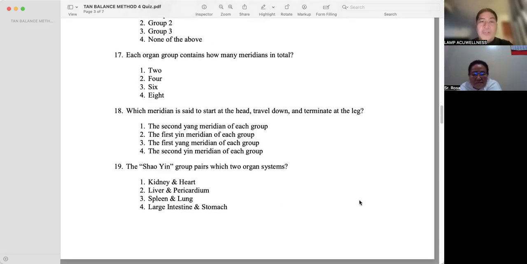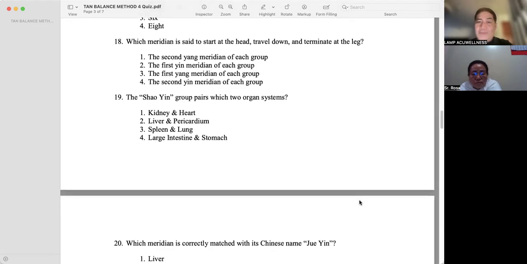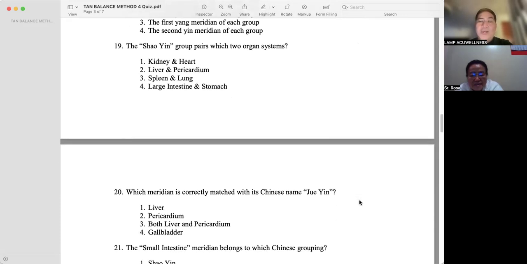Each organ group contains how many meridians in total? 4 meridians. Which meridian is said to start at the head, travel down, and terminate at the leg? From the head going down. The second yang meridian of each group. The Shaoyin group pairs which two organ systems? As already said, when Shaoyin is mentioned, it is kidney and heart.